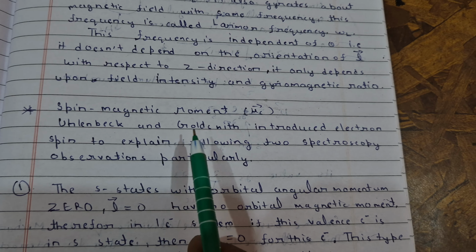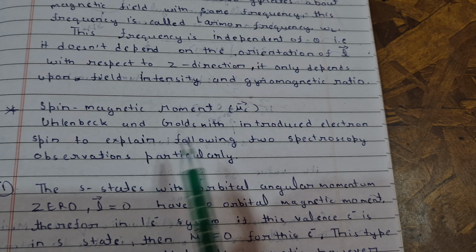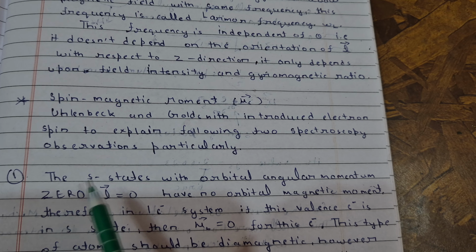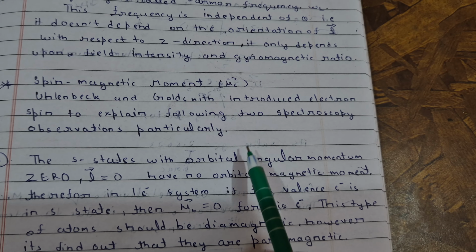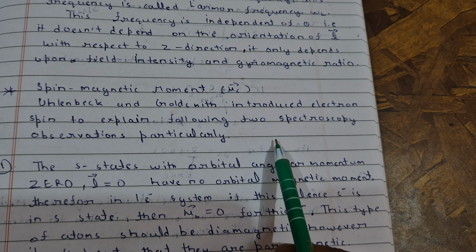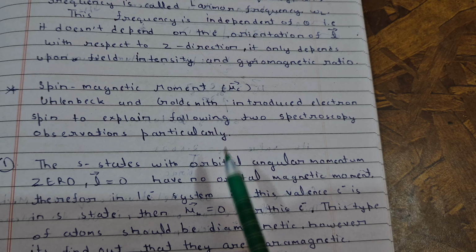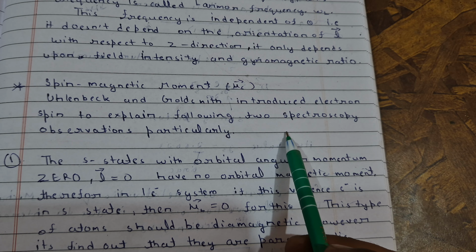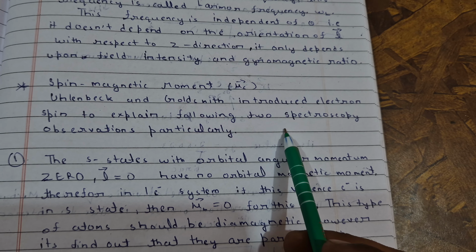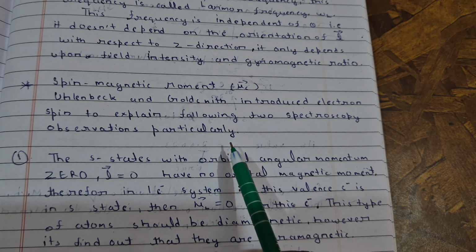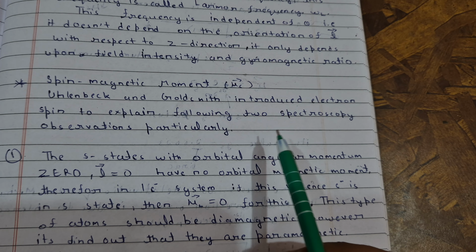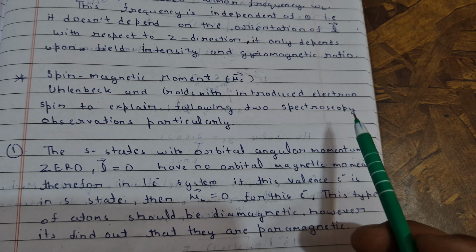Two scientists, Uhlenbeck and Goudsmit, introduced electron spin to explain two spectroscopic observations in particular. Why did they introduce it? If you have an atom with a one-electron system, or the valence electron is only one in that atom, and it is present in the s orbital, then s gives you L equal to 0. If L equals 0, there should be no magnetic moment, and it must have diamagnetic nature.